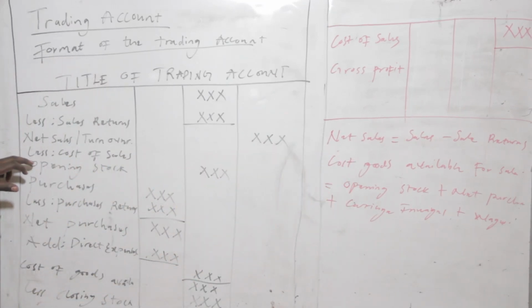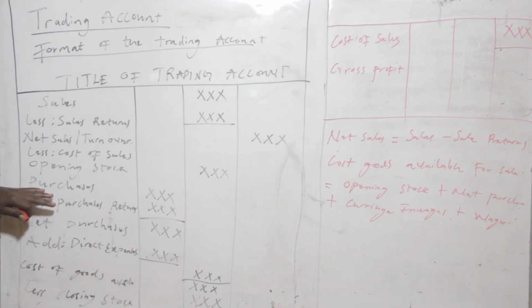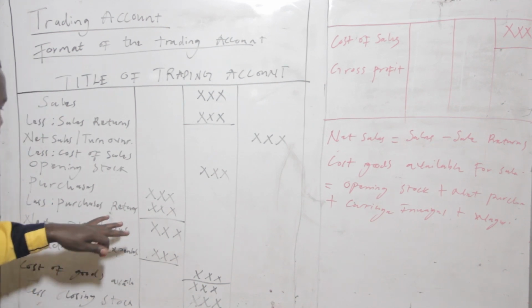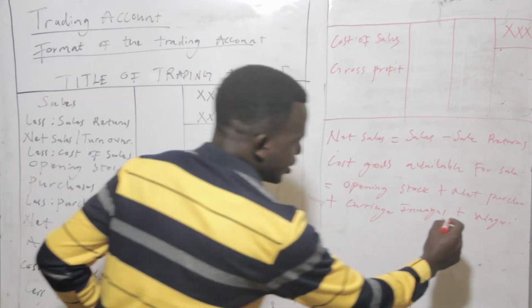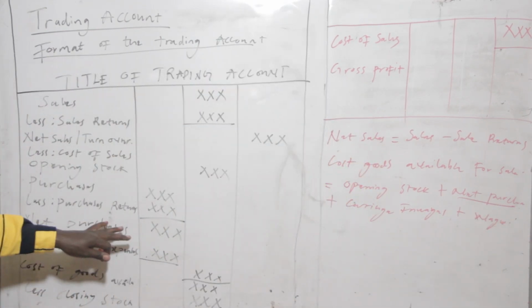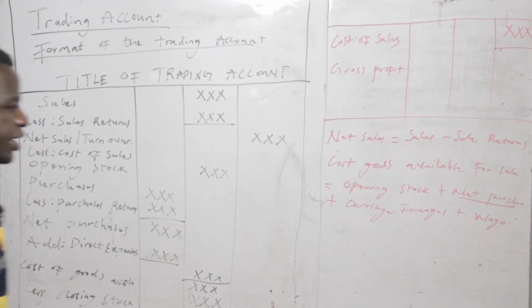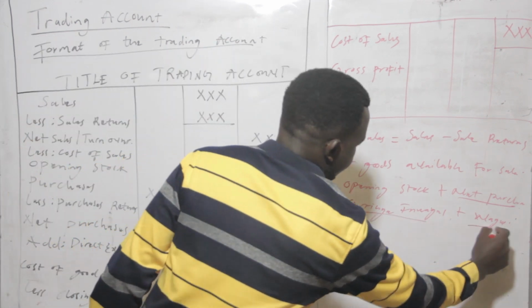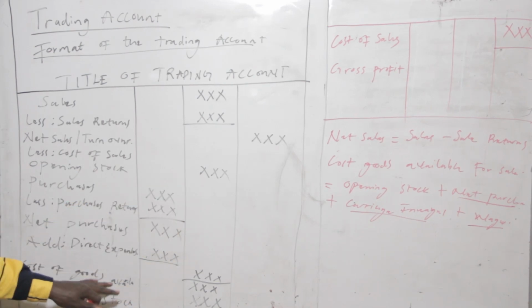So here I said less cost of sales. Then as you can see, we have opening stock. So we have our opening stock there. Then we said purchases less purchases returns. This part of the information, you can see it in the formula, which is the net purchases. So that's the net purchases there. Then it says add direct expenses. And the direct expenses there, we mean carriage inwards and wages. And if you do that, we're going to have cost of goods available.